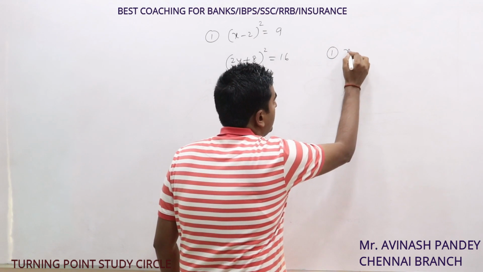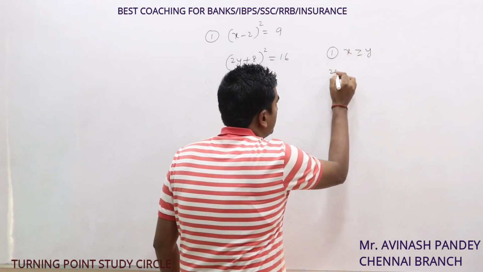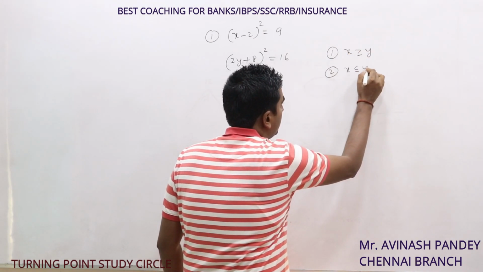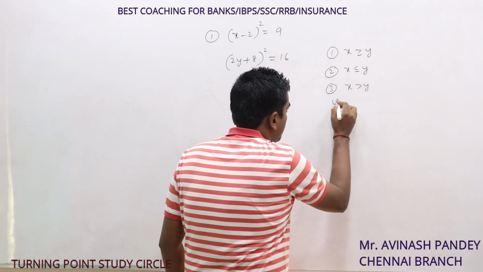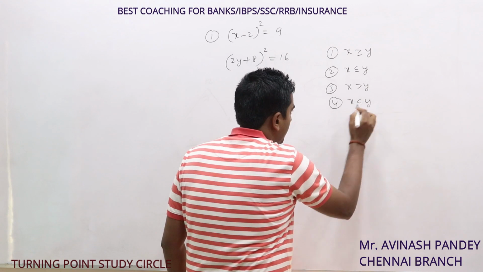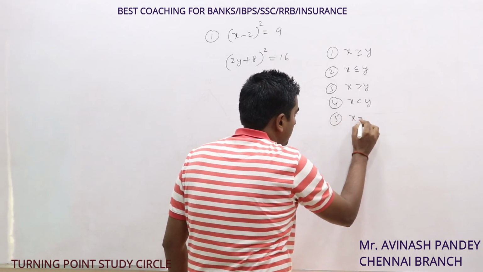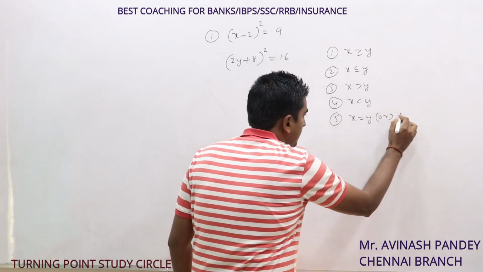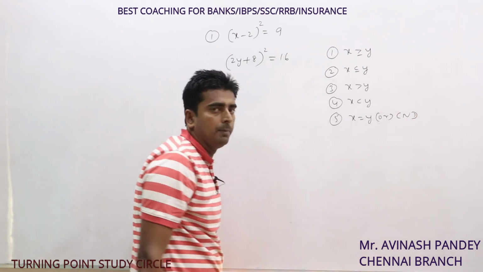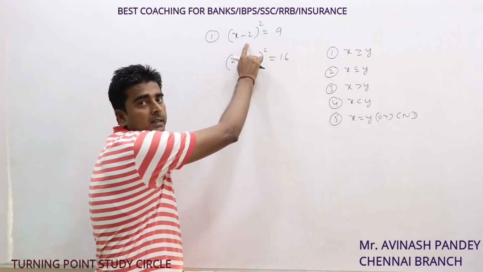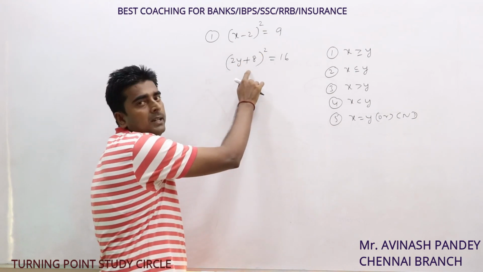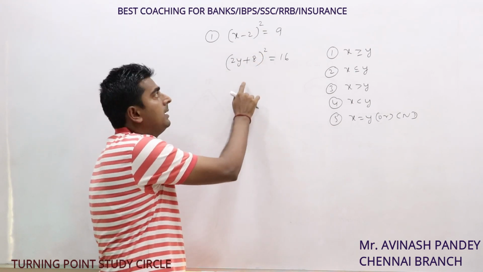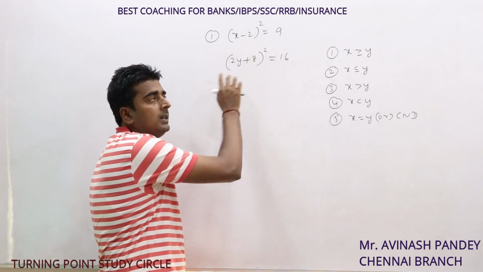You know very well, it is x is greater than or equal to y. Second option is nothing but x is less than or equal to y. Third option is x is greater than y. Fourth option is nothing but x is less than y. And fifth option is nothing but x is equal to y or cannot be determined. This will be your option when it comes to examination, right? So one equation they ask in terms of x, second equation they ask in terms of y. So in both the cases we need to calculate the value of the variable. So here x is the variable, here y is the variable.